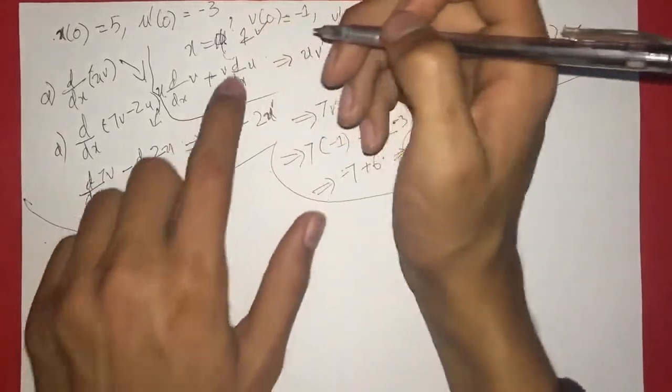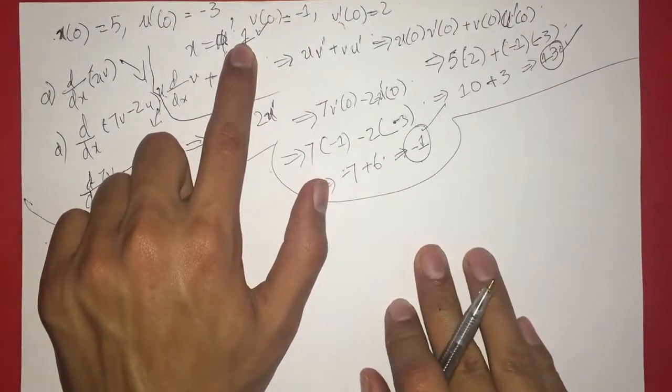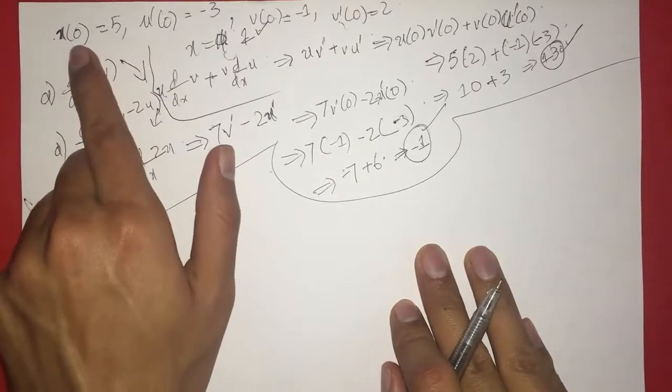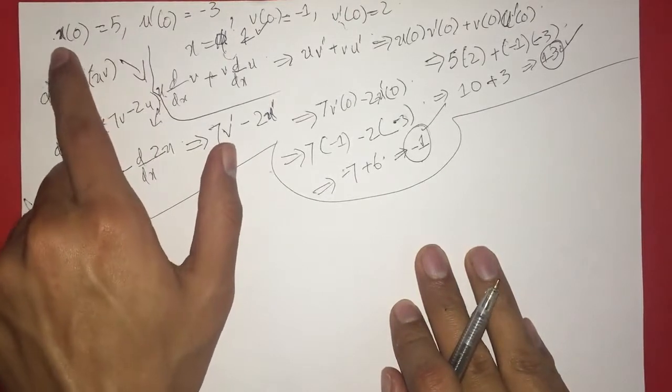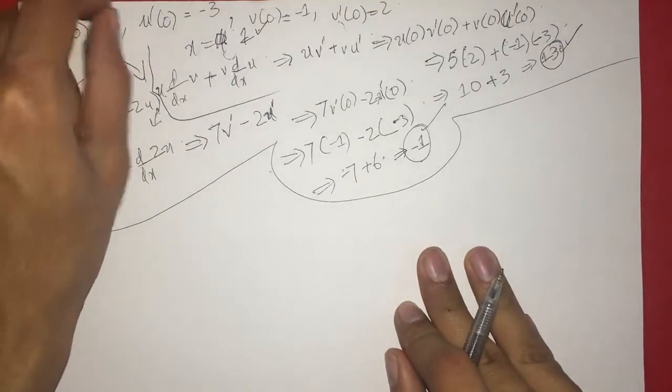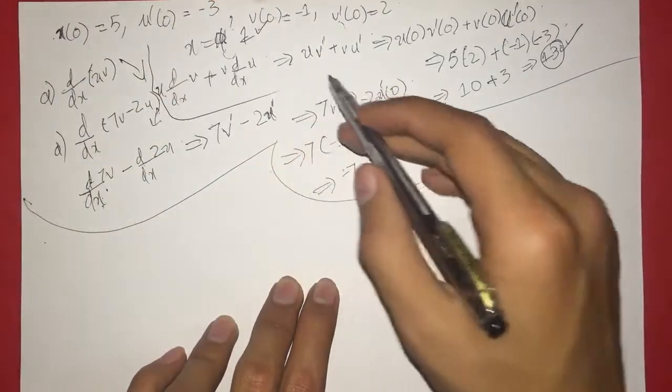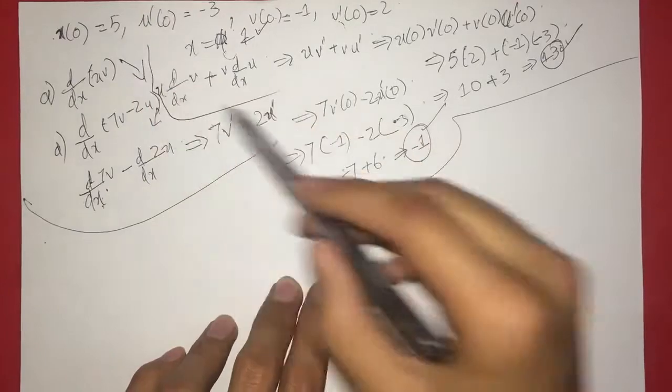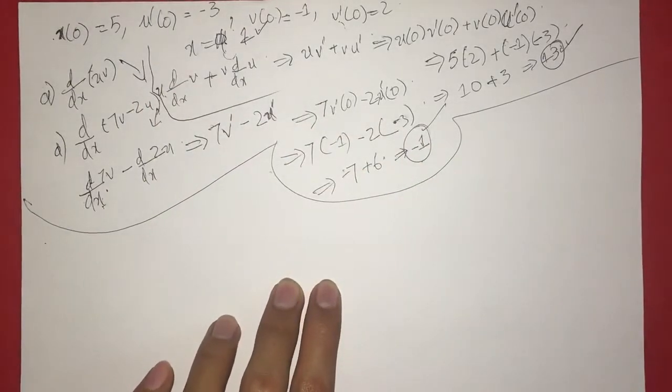So the only difference is you'll have to plug in the values of the functions where x was equal to 1, instead of plugging in these values. So the difference is only this one.